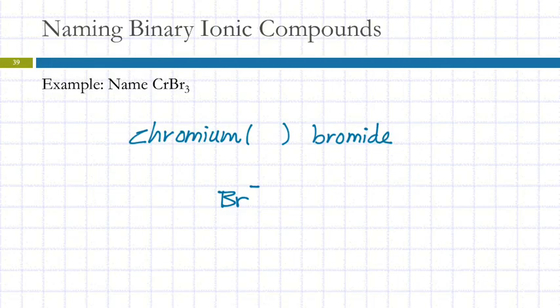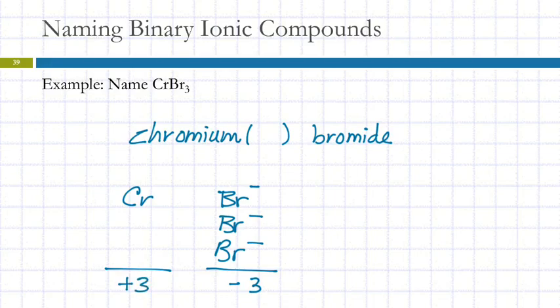-1, right? And the formula tells me I have 3 of those ions, right? And the formula tells me I have 1 chromium ion. And I don't know what the charge is. It's plus something. Well, what's my total negative charge here from 3 bromide ions? It's -3. This is an ionic compound. It's neutral. So if I have a total of -3, then I must have also a total of +3, right? So it adds up to 0.